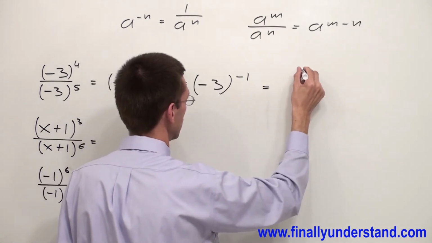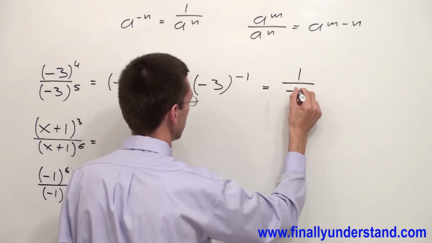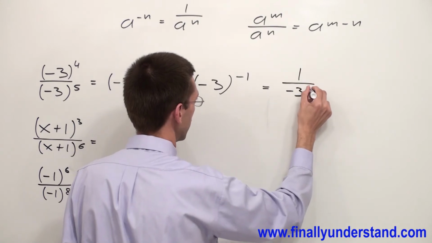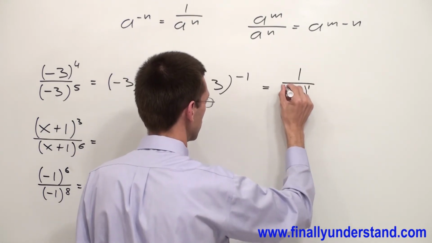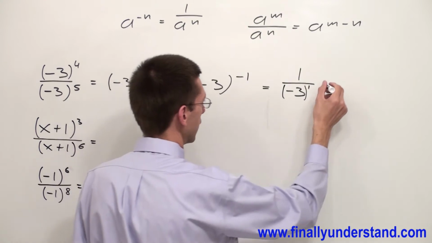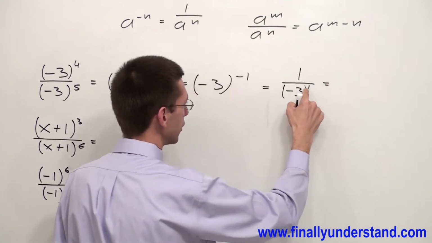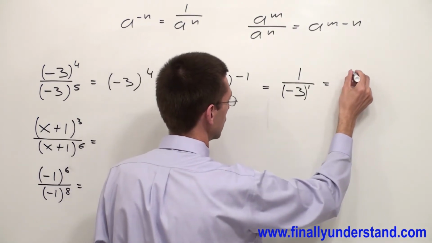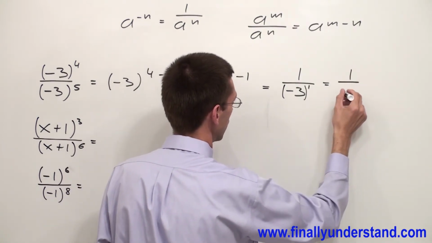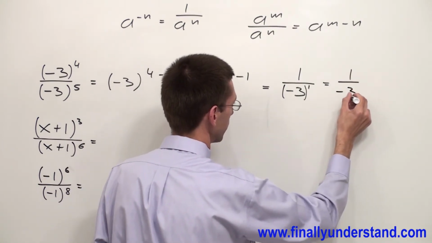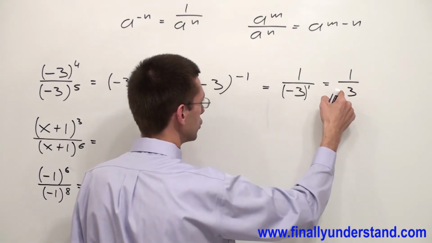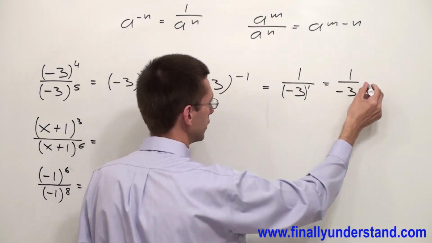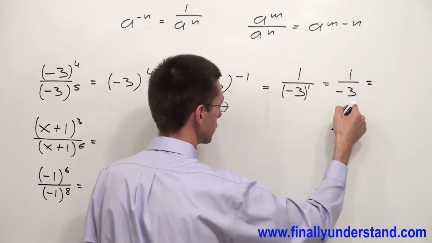So I'm going to have 1 over -3 to power 1. I can also include the parentheses. Now, anything raised to power 1 is the same thing. Okay, so I can say this is equivalent to 1 over -3. Now, many students are confused. What are they supposed to write as a final answer?